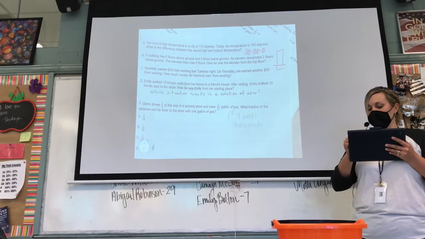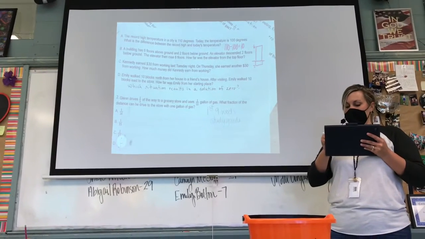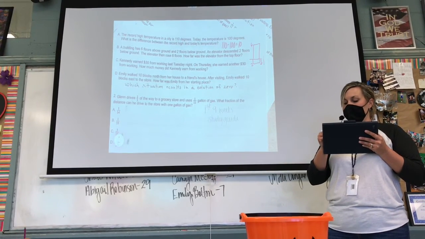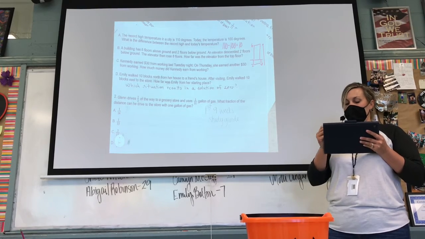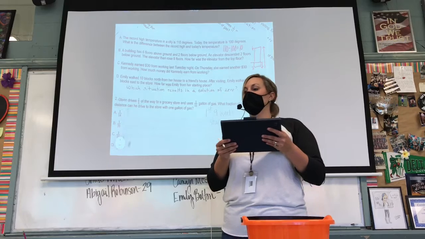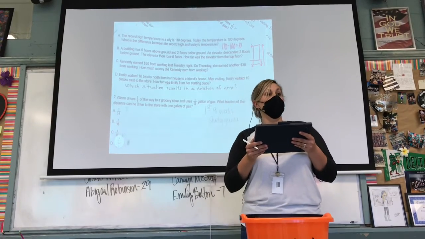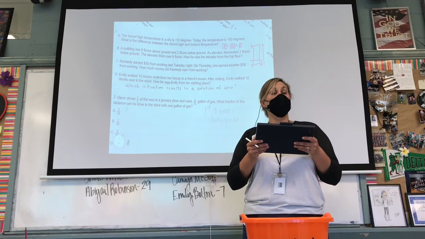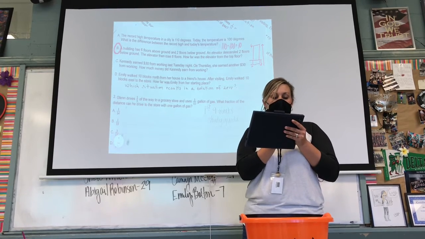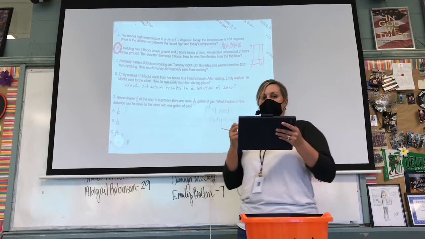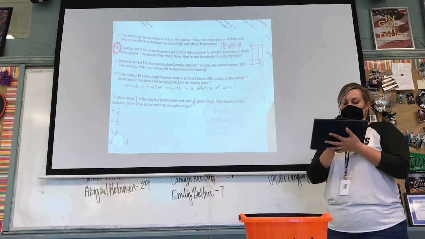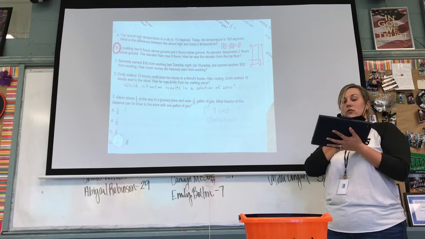Number B says a building has 6 floors above the ground and 2 floors below. An elevator goes down 2 floors and then goes up 8 floors. How far is the elevator from the top? 0. Is the elevator at the top? Yes. Is it on the 6th floor? Yes. That is going to be our answer choice. You say negative 2 plus 8 equals 6, and 6 is the top floor. That is correct. If you write that, that's good too.